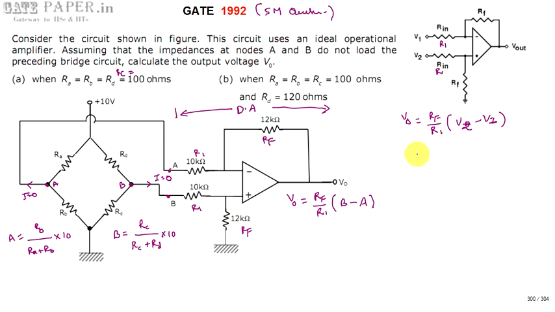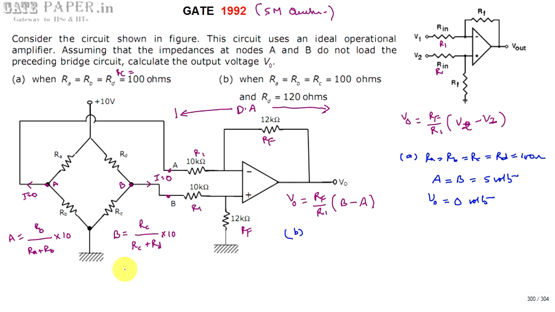case 1, when RA is equal to RB is equal to RC is equal to RD is equal to 100 ohms, all are going to be the same, so A is equal to B is equal to 5 volts. So V0 can be written as RF by R1, 12 by 10 kilo ohms, into B minus A, which is nothing but 0, so you will get 0 volts for the first case. And the second case we are going with.